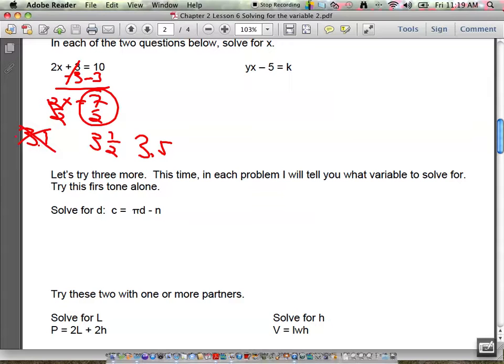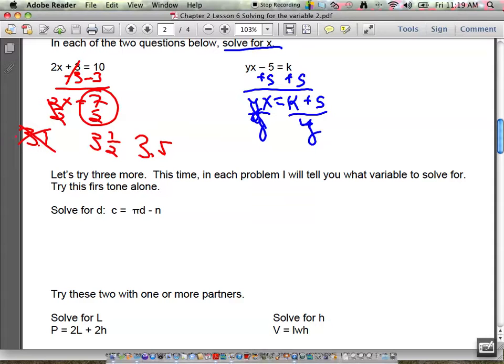Okay. Next, I want to get x by itself because it says solve for x. So first I have to attack the plus or the minus. So that gives me yx equals k plus 5. Is the x by itself yet? No. What's stopping the x from being by itself? The y. y is being multiplied by x, so I need to divide by y. And there's my answer. x equals k plus 5 over y. Yeah, it is what it is. All right? Any questions about that, guys?